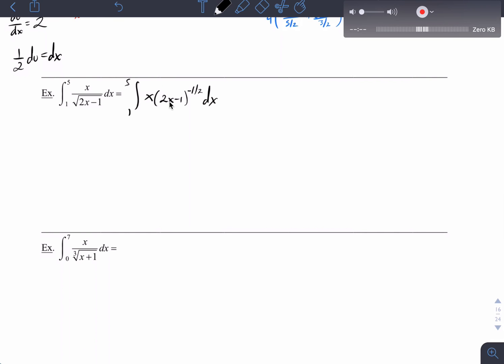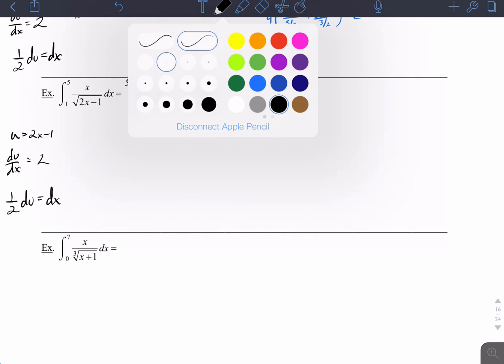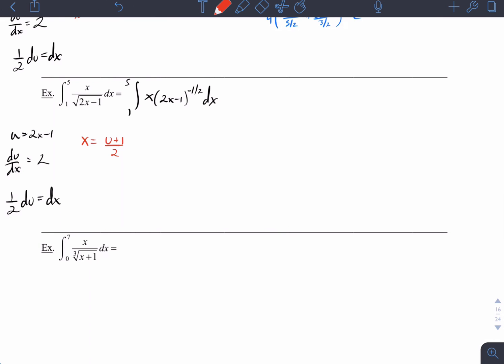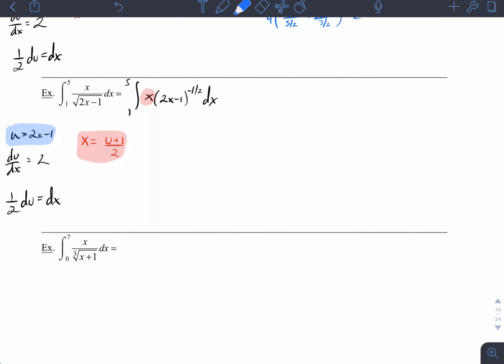So let's run u sub like normal. 2x minus 1 will be your u, so u equals 2x minus 1. Du over dx will be 2, so that means 1/2 du equals dx. Can't really substitute, so we're going to solve for x to replace this x right here. So this becomes x equals u plus 1 over 2 again, so that's very convenient. It won't always be like this. This will replace this, and this will replace that. That way you can see visually what's happening.